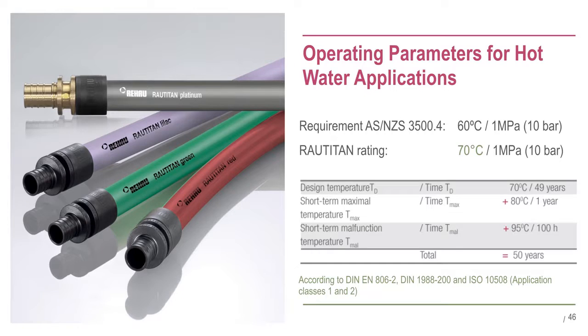The requirement of AS/NZS 3500.4 is for hot water pipes to have operating parameters of 60 degrees C at 10 bar. Rautitan pipes are robust and exceed the requirements by having continuous operating parameters of 70 degrees C at 10 bar for a lifespan of 50 years. It is also capable of handling short-term system malfunctions of up to 95 degrees C.